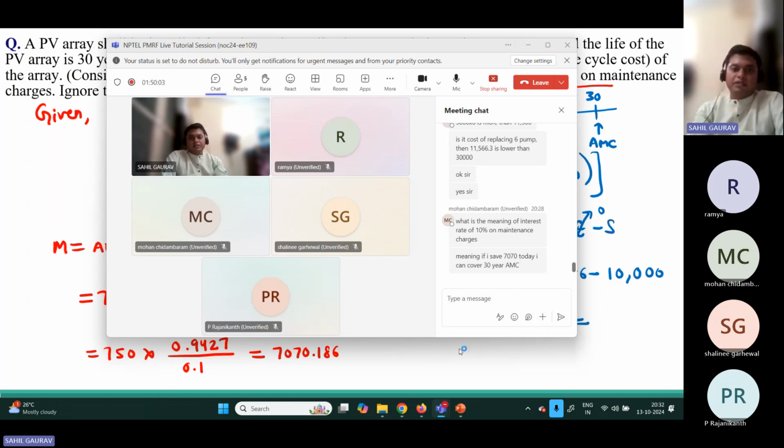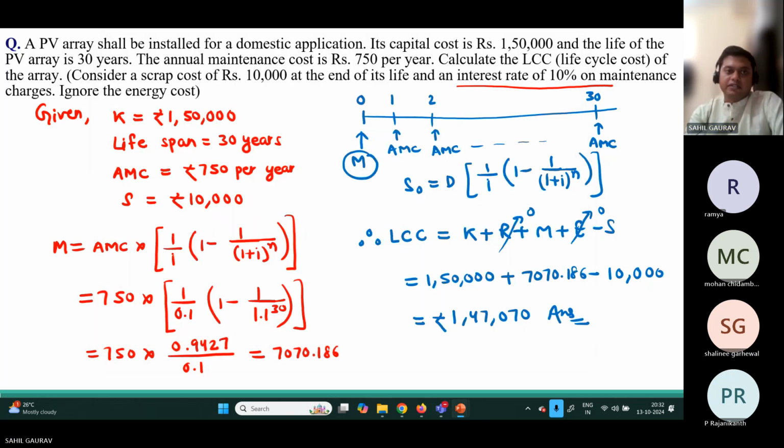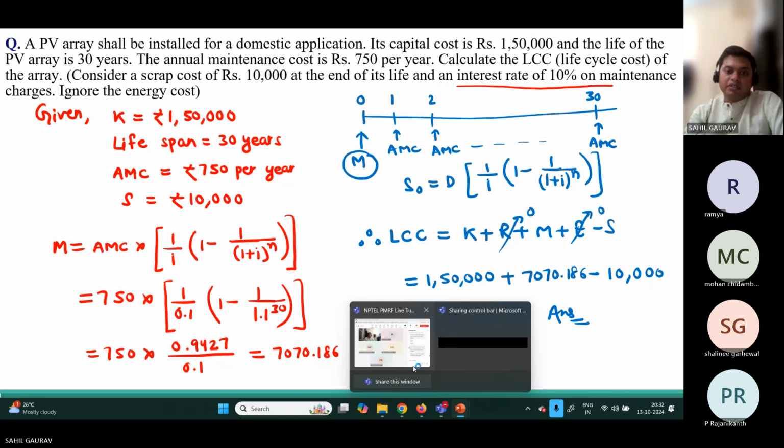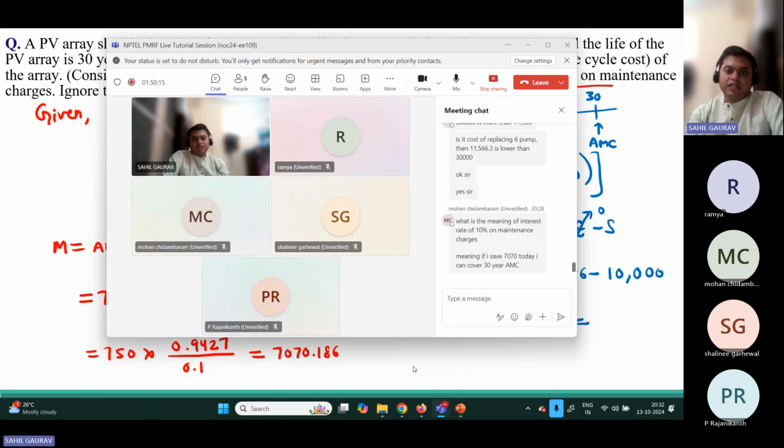Meaning if I save 7,070 today, I can cover the AMC over 30 years. Yes, that is true.